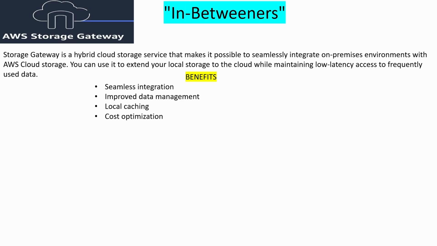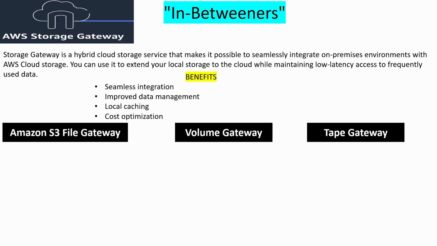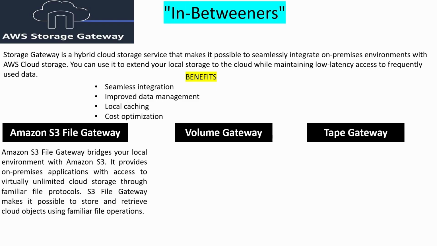Storage Gateway offers three distinct types of gateways to meet hybrid storage needs. These are Amazon S3 File Gateway, Volume Gateway, and Tape Gateway. Amazon S3 File Gateway bridges your local environment with Amazon S3. It provides on-premises applications with access to virtually unlimited storage through familiar file protocols. S3 File Gateway makes it possible to store and retrieve cloud objects using familiar file operations.